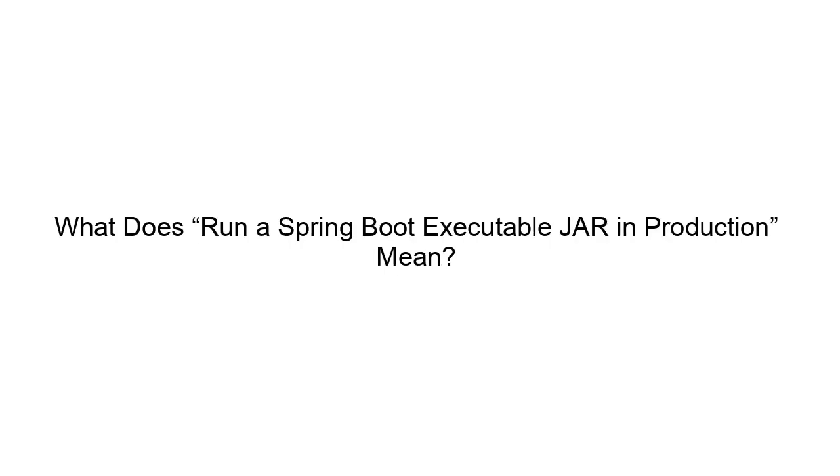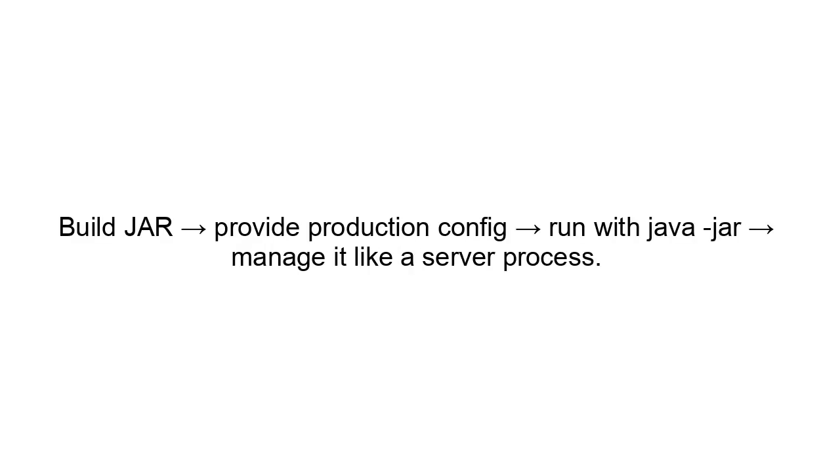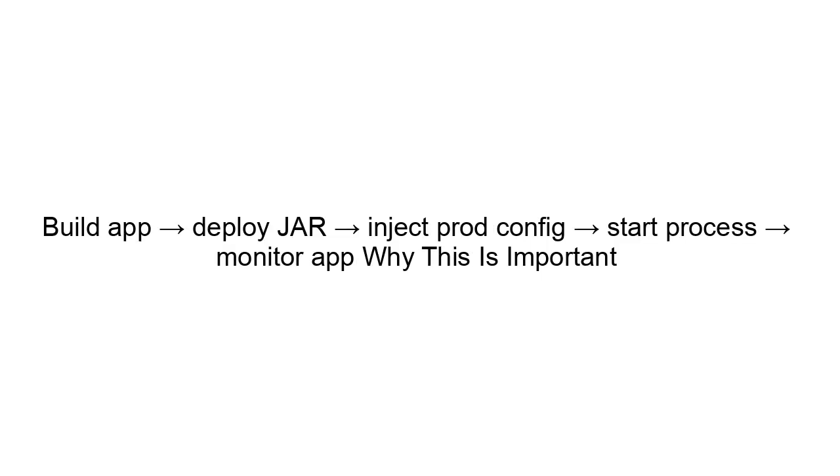What does run a Spring Boot executable jar in production mean? It means packaging your application as a self-contained executable jar and starting it in a server environment with production configuration and operational controls. Spring Boot documents executable jars as self-contained archives that include your compiled classes plus all needed dependencies. In simple terms, build jar, provide production config, run with java -jar, manage it like a server process. Example concept: build app, deploy jar, inject prod config, start process, monitor app.